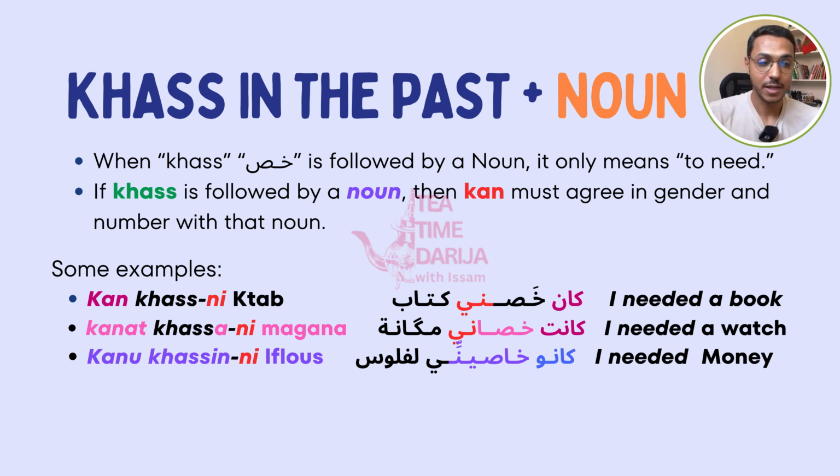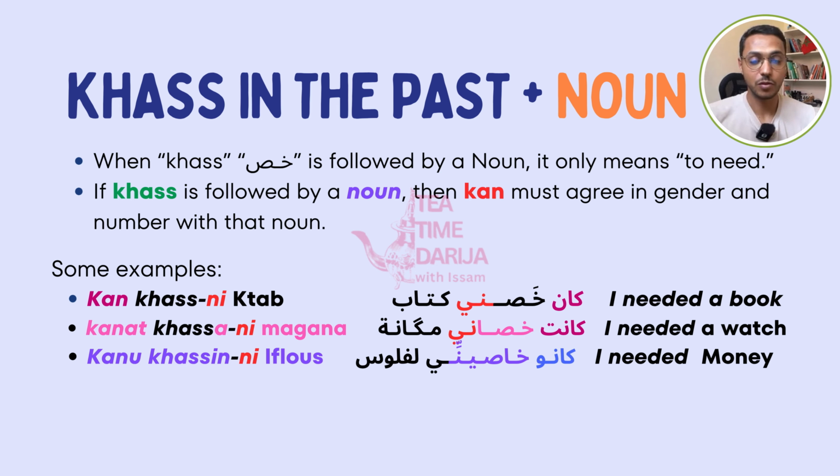Okay. So here we are saying can, first of all, because كتاب is one book, singular, and it's a masculine word. That's why we're saying can. Okay. The second example, كانت خاصاني مكانة. The fact that the word مكانة is feminine, we're saying كانت. Okay. كانت. And then خاصة ends with a to make it feminine. So كانت خاصاني مكانة. I needed a watch.